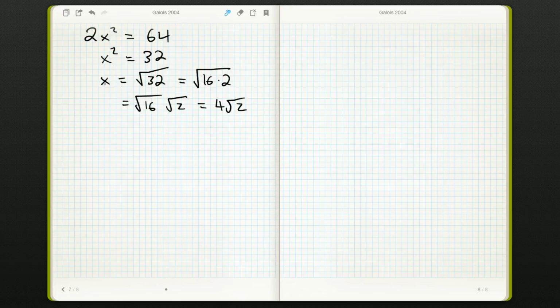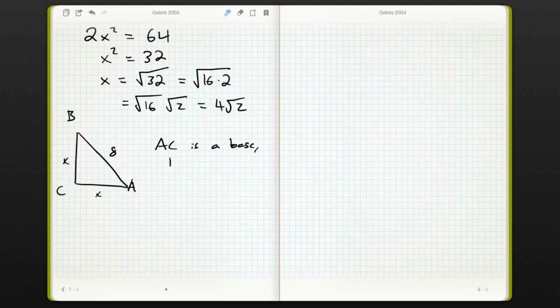Okay. So this isn't what we need, but we do need to note that since it's right angled, I might say A, B, C, x, and x. So AC is a base, BC a height. So the area of ABC is 1/2 base times height. So 1/2 x squared. Well, we already worked out what x squared is.